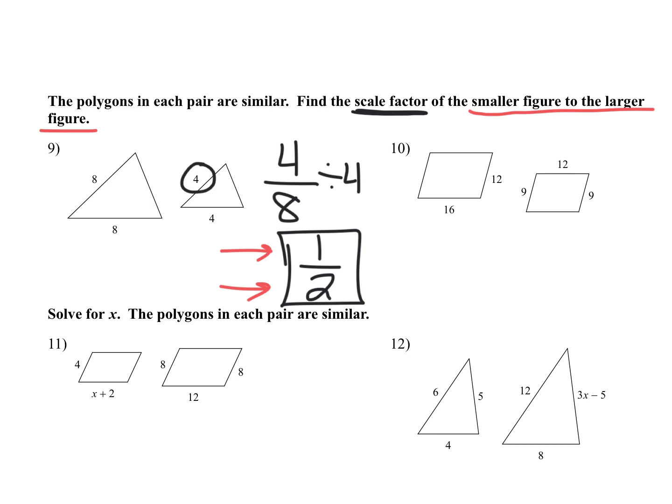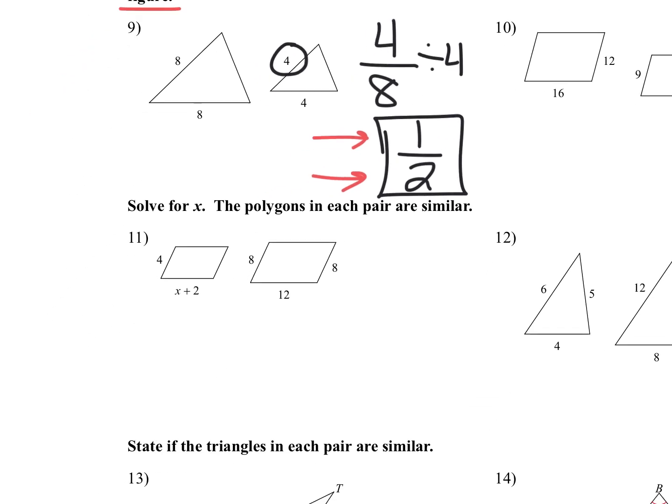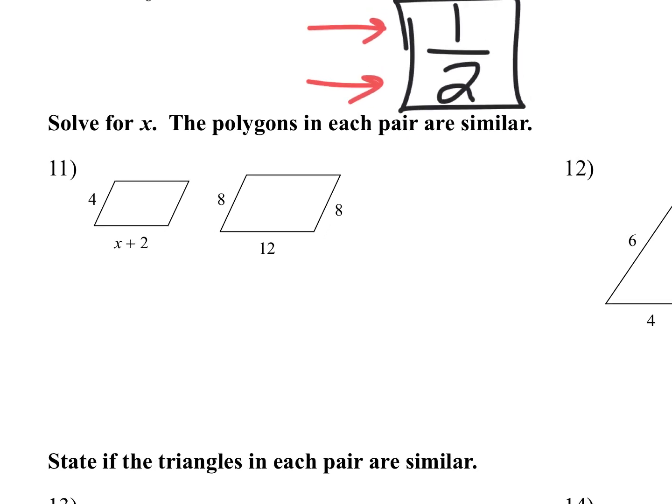Okay. Questions on scale factor? All right. On 11 and 12, looking at number 11, it wants us to solve for x. When it says solve for x, what are you going to set up? A proportion, okay? What I like to do is start with your x and then go off of there. X plus 2, what does that match with? On the other shape? 12. Since I started with x plus 2, what needs to go on the top on the other one?